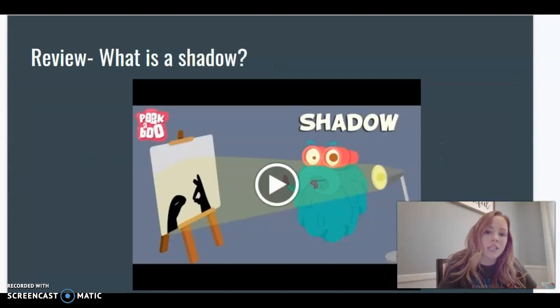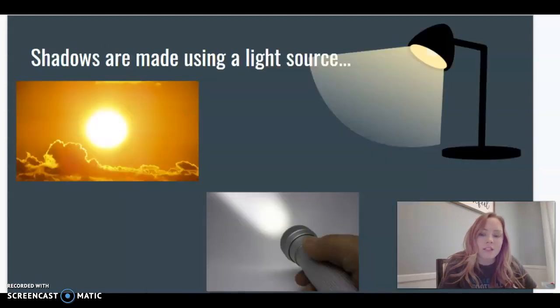And then here's your review slide. What is a shadow? Watch the video if you forgot what a shadow is. It can remind you. Shadows are made using a light source. So in order to have a shadow, you have to have a lamp, a sun, or a flashlight, something that puts off light.